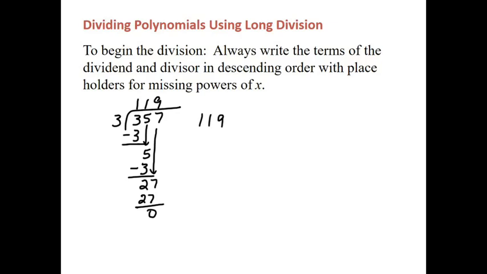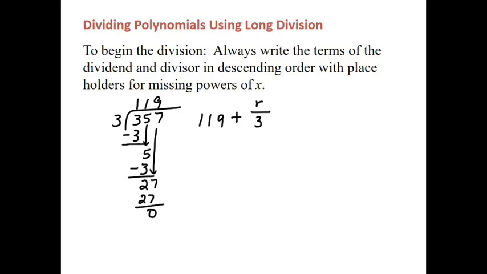If there was a remainder, it would be plus whatever your remainder was over 3. Our remainder was 0, so the answer is 0 over 3, or just 0. And so whatever remainder you have at the bottom, you're going to write as a fraction, and you're going to end up writing your answer. It will be a polynomial.